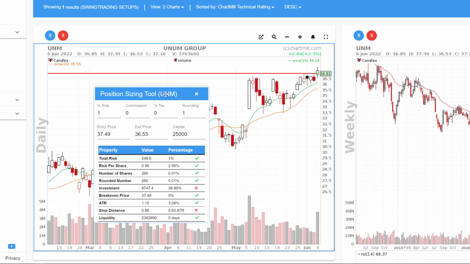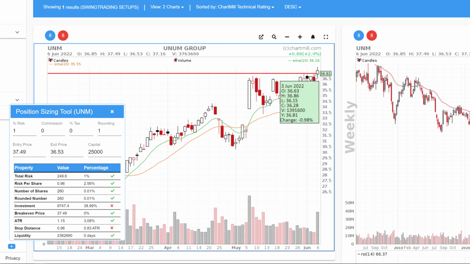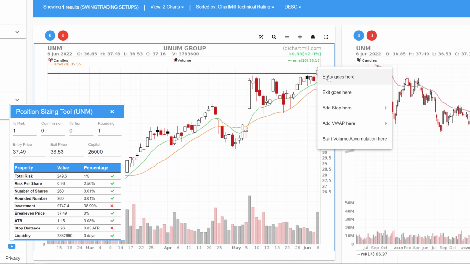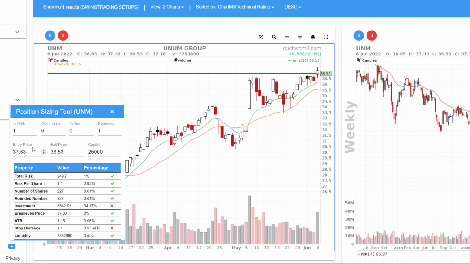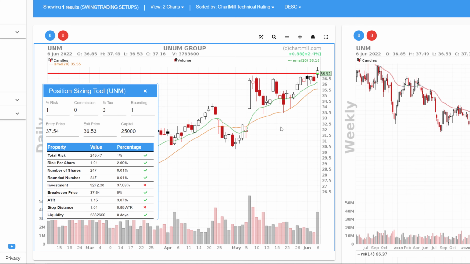Now I have to define an entry price and an exit price, so I will only go long when price can go above this last candle. The high is 37.49. My cursor is now above this last candle. Right click, entry goes here. Now it is changed to 37.63, but the high is 37.49. So I'm going to change this manually to 37.54, for example.